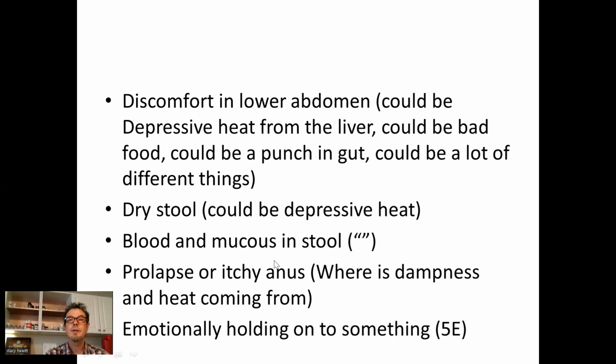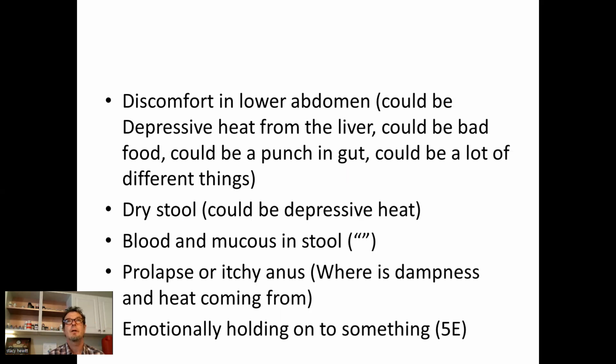And then the last thing is emotionally holding on to something. That's more of a modern kind of approach, a 5E approach. Sometimes you'll hear that with five elements. But it's all about the large intestine, being, in the modern term, like being anally retentive. It's interesting. It's holding things on. It holds our feces for us. It's a gathering place for our waste. So it holds on to things.